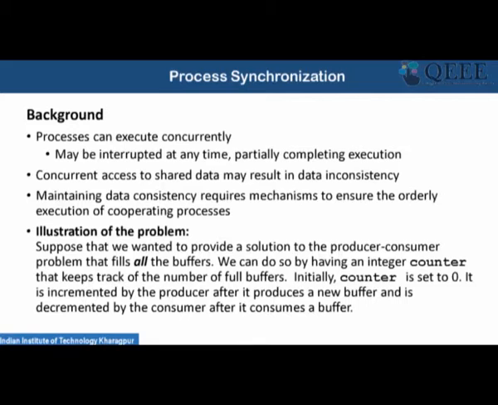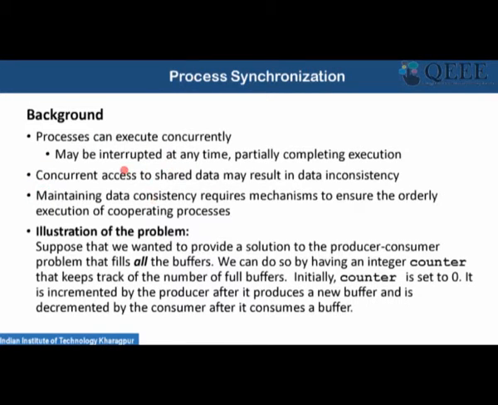They are independent processes. Another scenario is where you have cooperating processes. So in this topic of process synchronization, we will look into what happens when you have such cooperating processes. Clearly, multiple processes are trying to access some common resources. The processes can execute concurrently, and they may be interrupted at any time, partially completing the execution.